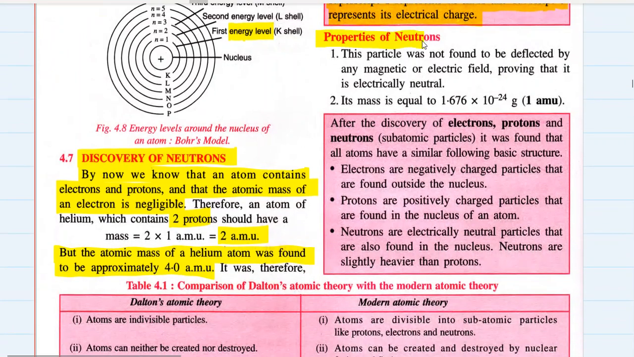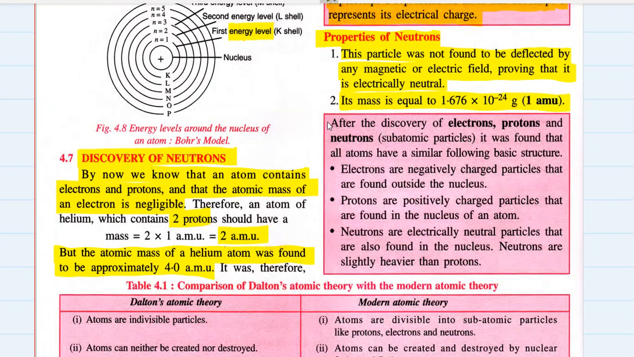What are the properties of neutrons? The particle was not found to be deflected by any magnetic or electric field, proving that it is electrically neutral. Its mass is equal to 1.676 into 10 raised to minus 24 gram, which is almost equal to the mass of a proton.